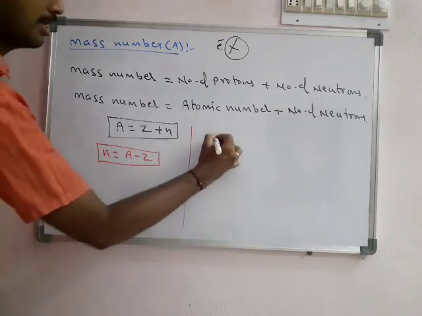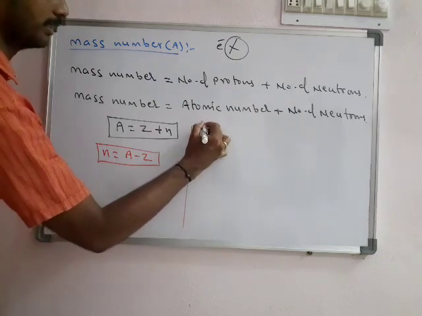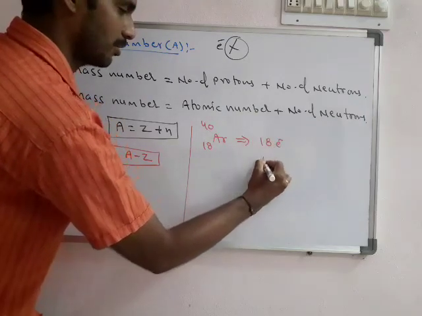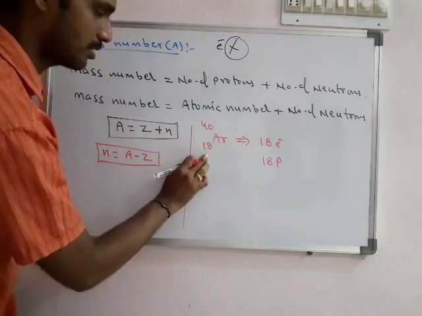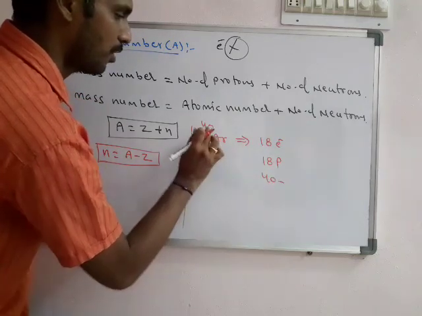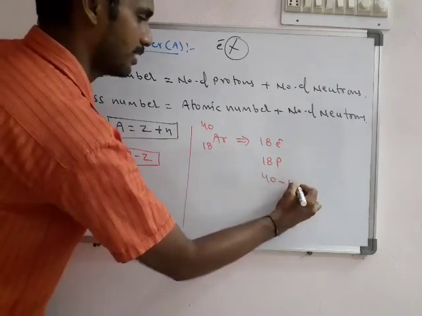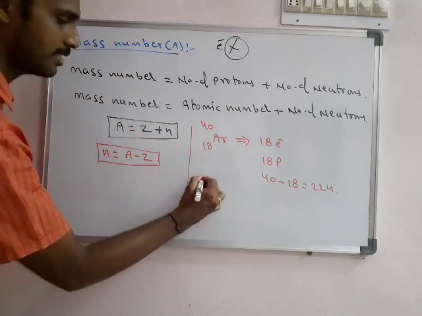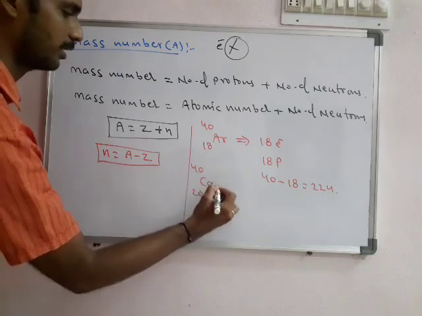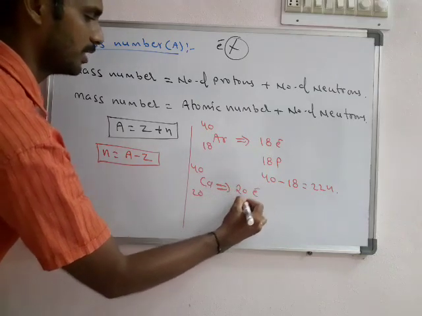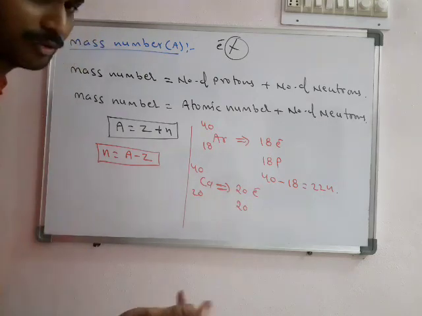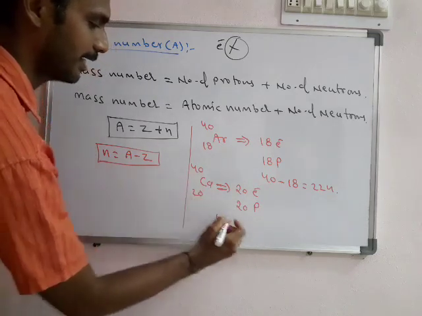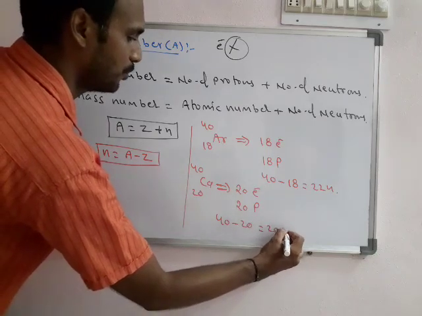Just now we calculated, for example, argon 18, 40. How many electrons are present? 18 electrons. How many protons are present? 18 protons. So what is the number of neutrons? 40 minus its atomic number, so 40 minus 18. This is 22 neutrons. Okay, here they are different. For example, in calcium 20, 40, how many electrons? 20 electrons, 20 protons. Again A minus Z: 40 minus 20 equals 20 neutrons also.